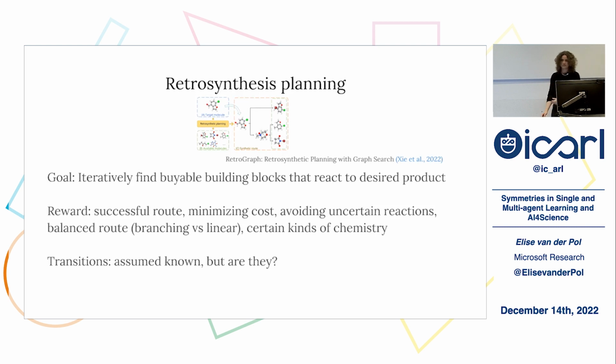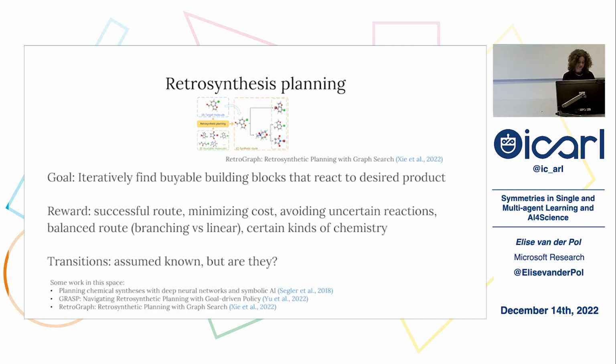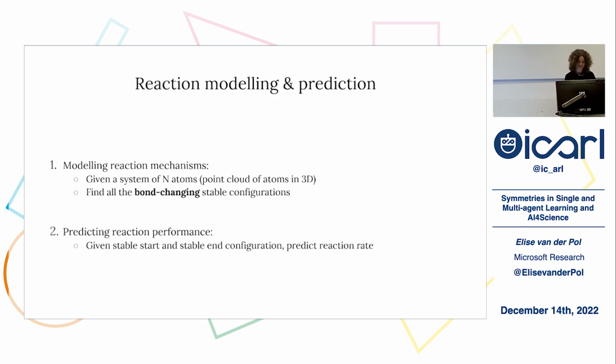So in retrosynthesis planning, the transition function is assumed known. It's assumed that you know that these compounds will react to form this product. But are they? It's obviously a rhetorical question. No. Our chemistry knowledge is not so perfect that we will always know this, right? So before I move on, there's already some work in this space as well.